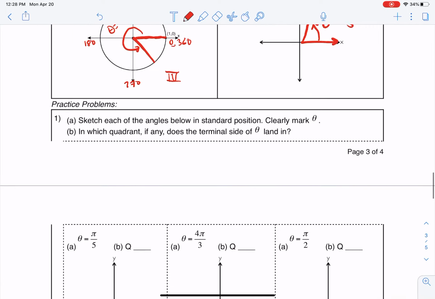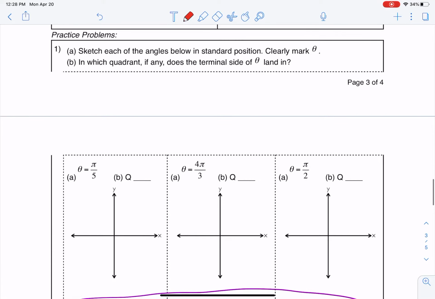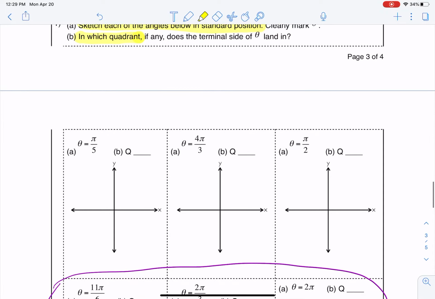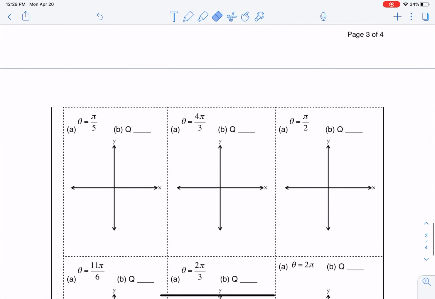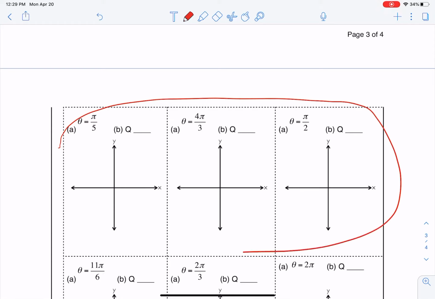For the practice problems, what you're going to do is sketch each of the angles in standard position and then determine what quadrant they land in. All I actually want you to do for this section is this very first row. Of course you can do more if you want more practice, but if you do the very first row, that would be sufficient.